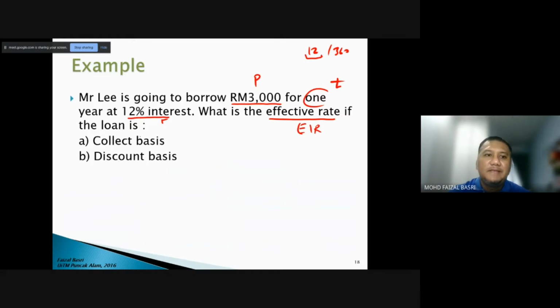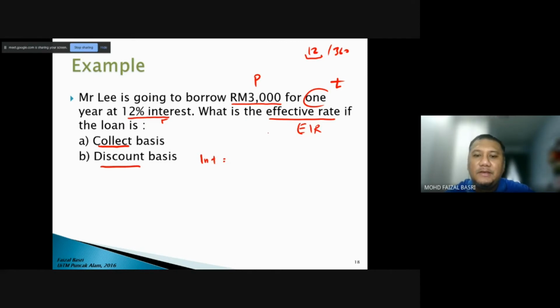If the loan is based on collect and based on discount, what's the difference again? I recap. Collect basis means the normal interest, meaning there's no deduction of interest upfront. But for discount, yes, we're going to deduct the interest upfront. So when we want to calculate the EIR, we have to calculate the interest first.